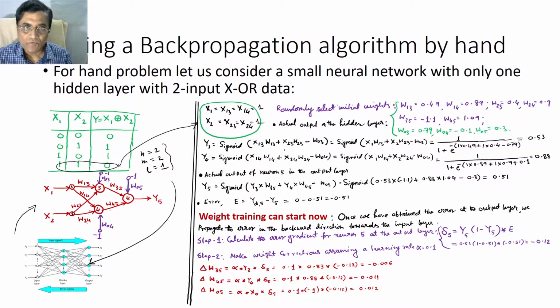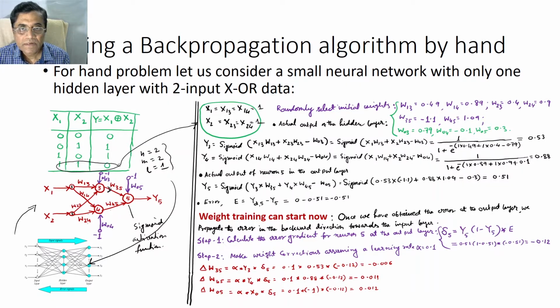Now what do we have to calculate? I have to calculate Y3, the output of this neuron. How? Using the activation function, which is sigmoid. We are using the sigmoid activation function, so all these neurons are my logistic units. So we can calculate Y3.